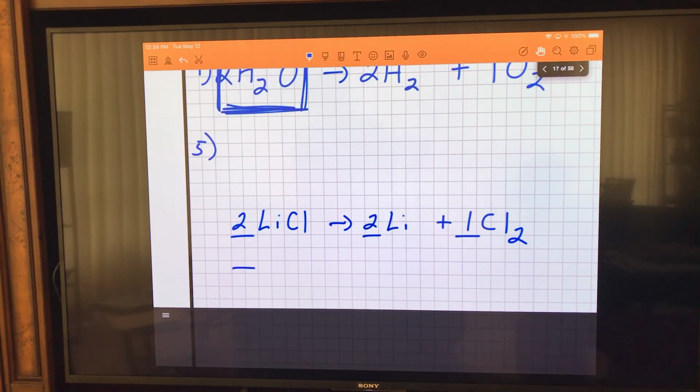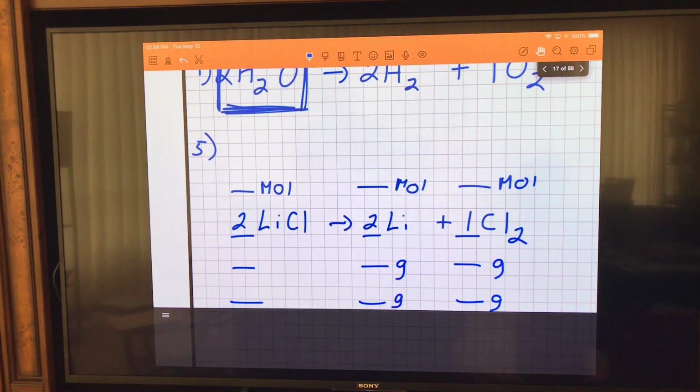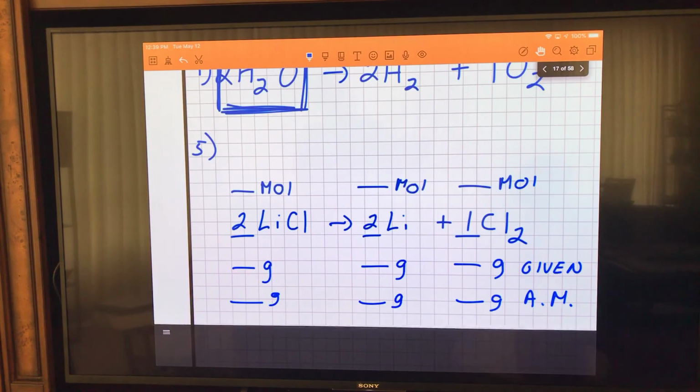All right, next step. We're still going to do just what we did before. We're going to draw some lines. 2 below, 1 above. The ones above are labeled moles. Boy, look, no difference. What you already learned, you can apply right from here. There we go, grams down below, same as before. This is the given, and this is the atomic mass. I'm going to abbreviate that AM, atomic mass.